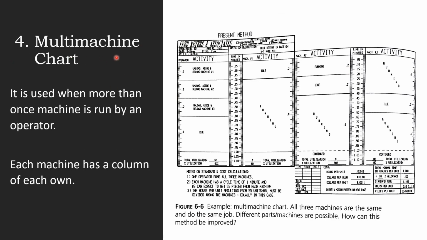The next technique is the multi-machine chart. This one also just to know for our scope for this semester, and we use it when more than one machine is run by an operator. So each machine has a column of its own. Okay, it's a little bit different, see? So if I give you a chart, you should be able to differentiate that is a multi-machine or operation analysis or operator machine or your Gantt chart, okay?